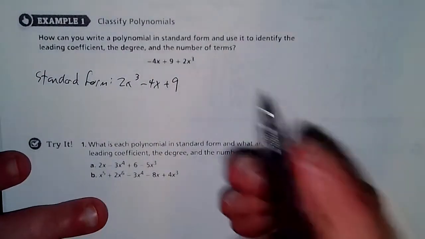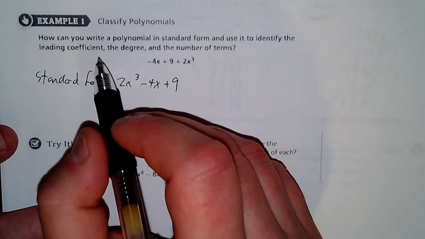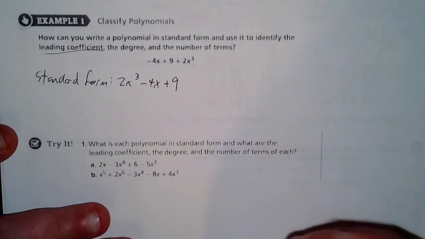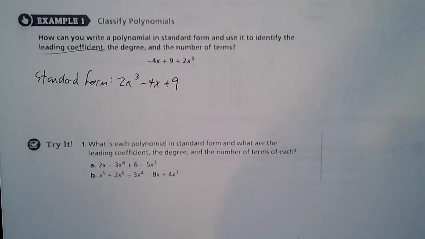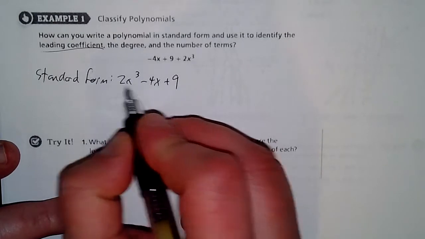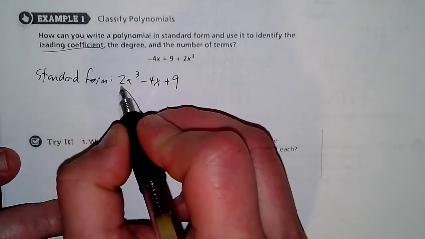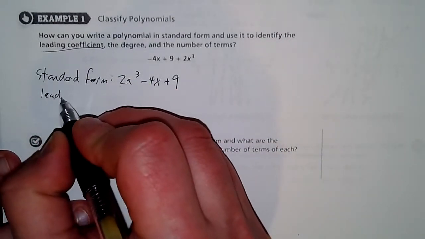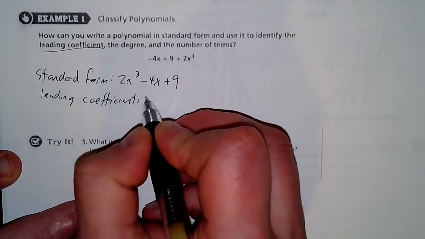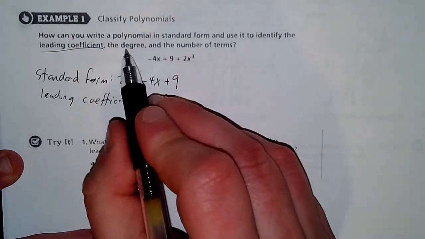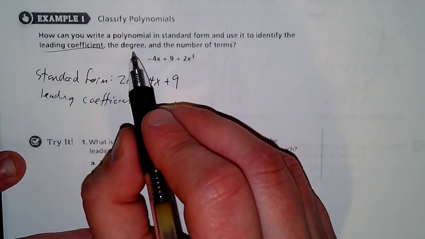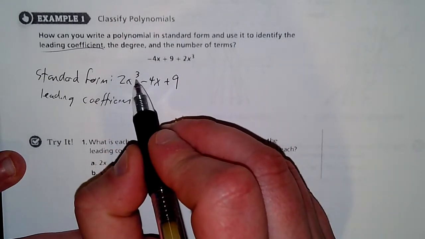Now it asks about the leading coefficient, the degree, and the number of terms. Leading coefficient is kind of an obvious thing. It's the coefficient on the leading term. So once you're in standard form, this is your leading term, and therefore the leading coefficient would be 2. Okay. The degree. So the degree is the highest power. So your degree is what is the highest overall power, which is 3.